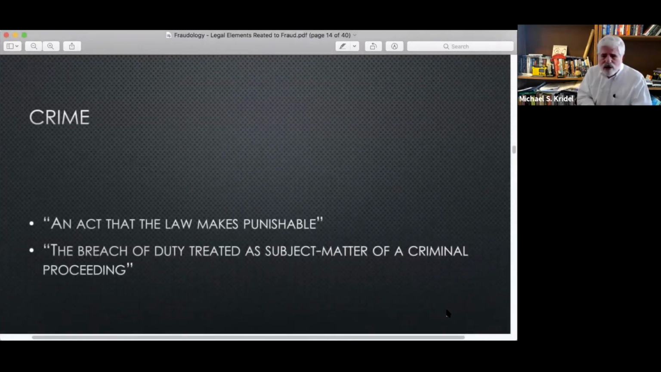Let's talk about those items in the list that I did earlier, where I said we'd circle back to them. The definition of crime is any act that law makes punishable, and it's a breach of duty that's treated as subject matter of a criminal proceeding. Very straightforward. All fraud investigations are going toward that: ascertaining the existence of a crime that violates a specific law that is punishable by prosecution. Next slide.